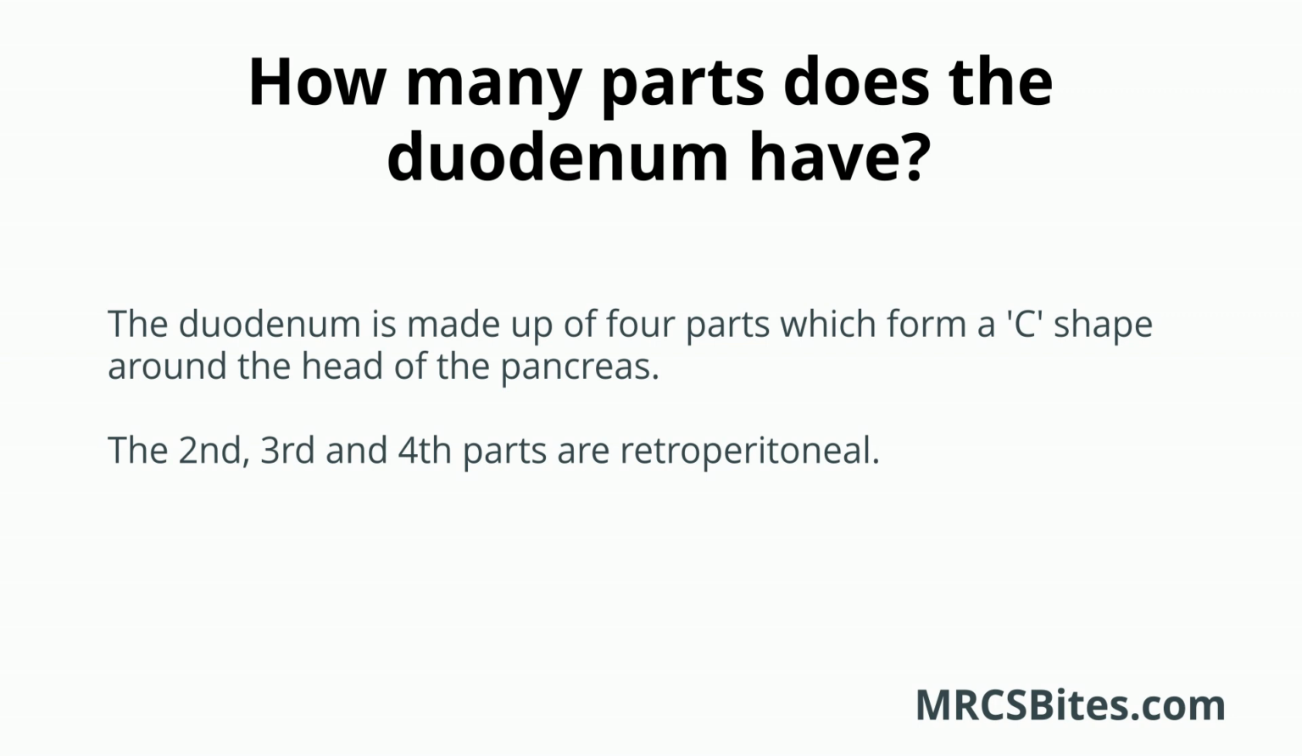How many parts does the duodenum have? The duodenum is made up of 4 parts which form a C shape around the head of the pancreas. The second, third, and fourth parts are retroperitoneal.